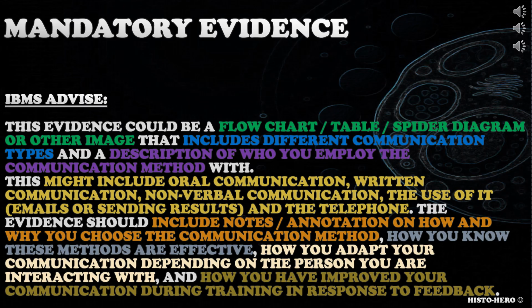The next part of the advice is asking you to explain how you adapt your communication style depending on the person you are interacting with. Consider not using medical jargon when communicating with patients as they might not understand. Speaking a bit louder and slower when communicating with someone who has difficulty hearing. Using an interpreter when communicating with someone who does not understand English. Using sign language or visual aids when necessary.